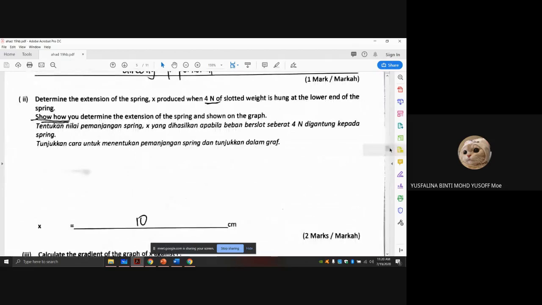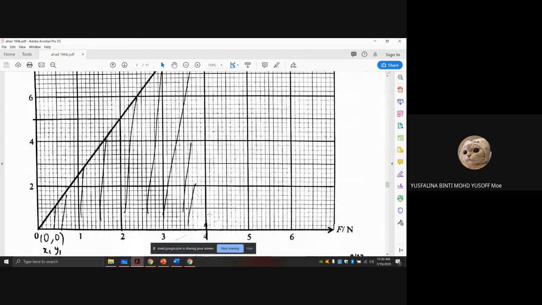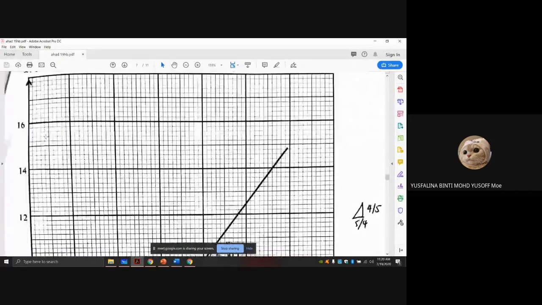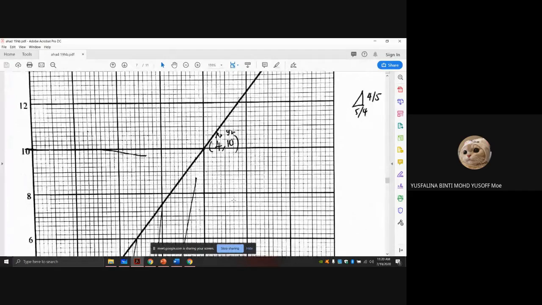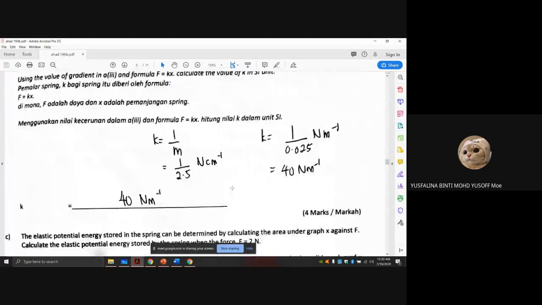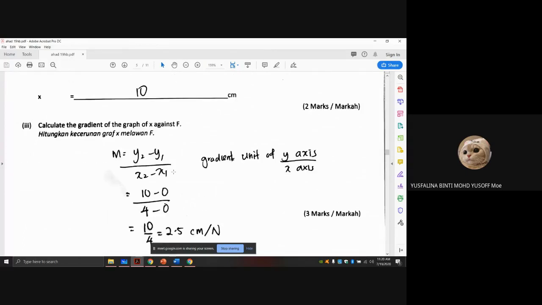So 4 Newton, okay, so you underline until here. So you got 10 cm, right? So the extension is 10 cm. So this one is 1 mark, and then another 1 mark is when you put the answer here. So 2 marks.